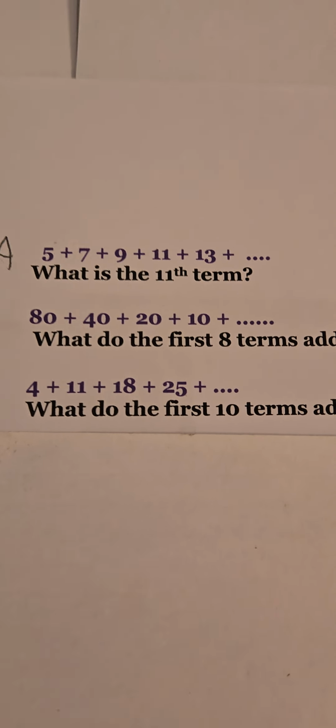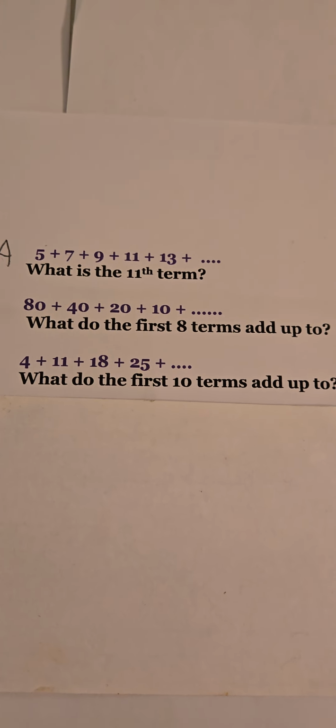All right, so let's get on to question C. So today's lesson is about deciding which formula. 4 plus 11 plus 18 plus 25. And the question is, what do the first 10 terms add up to?